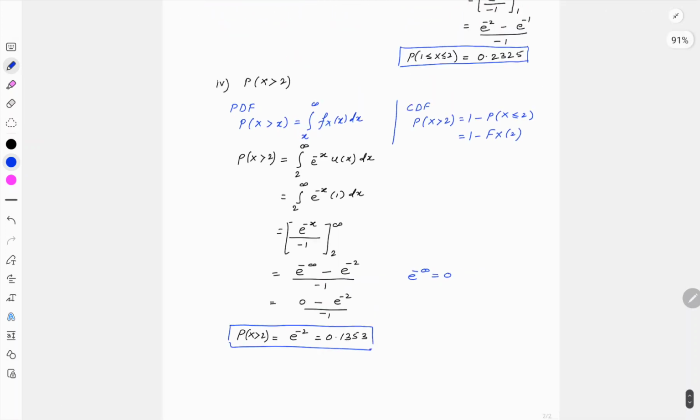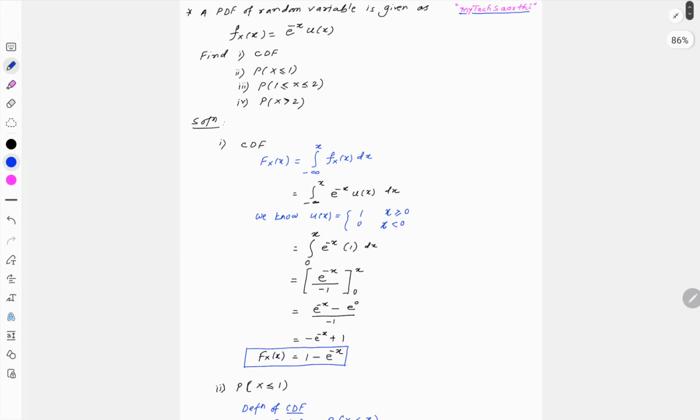So just to summarize again, here PDF was given. From PDF we have obtained CDF. So CDF is nothing but integration of PDF, and then we have with us CDF as well as PDF, and the rest three parts can be obtained either by using the properties of PDF or CDF.